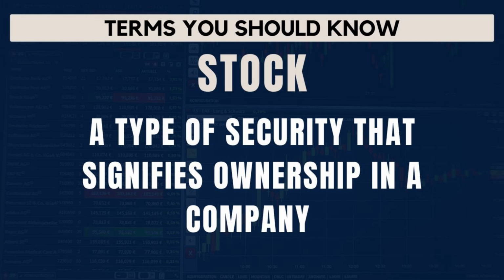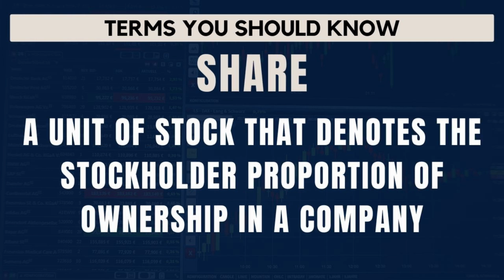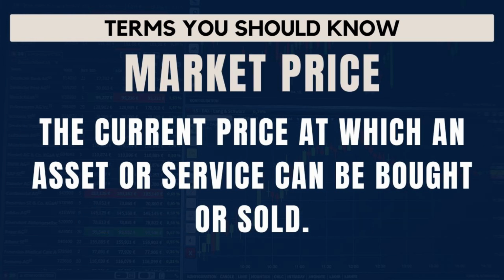What is a stock? Now, a stock is just a type of security that shows ownership in a company. A share is a unit of stock that shows the stockholder's proportion of ownership in that company. Market price, that's just the current price at which an asset or a service can be bought or sold.